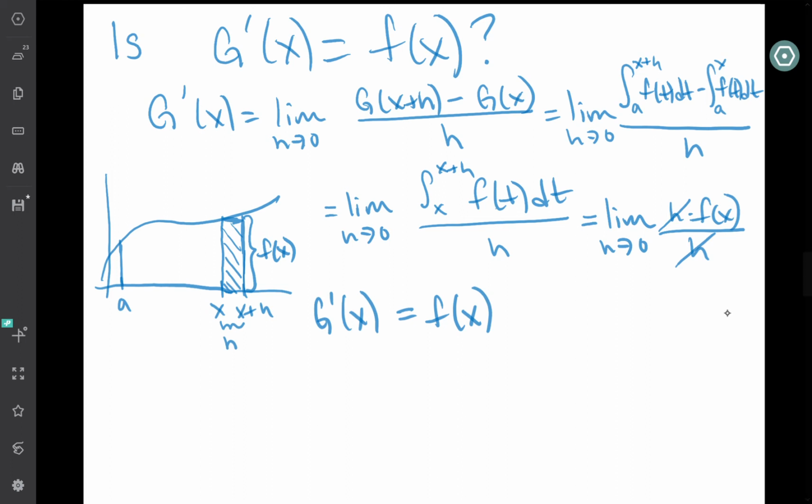Let me sidetrack for just 1 second. I was going to point out that I wasn't going to say that the height of the rectangle was f of x, I was going to say it was f of x plus h. I want to do a right instead of a left-hand sum in this picture. No big deal, because as h goes to 0, that's still going to give you f of x.